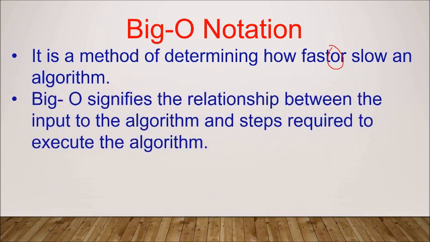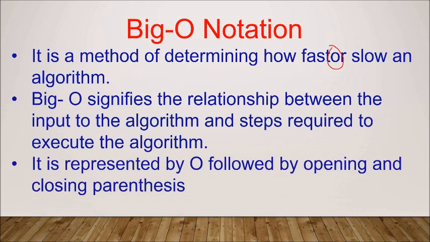It is a method that signifies the relationship between input to the algorithm and steps required to execute the algorithm. See, when we are writing algorithm or we are writing program, each and every step needs some time for execution. So study of these things comes under big O notation. Big O notation keeps a track of the time needed for each and every statement. It is represented by capital O followed by opening and closing parenthesis. In the parenthesis we write the number of steps.